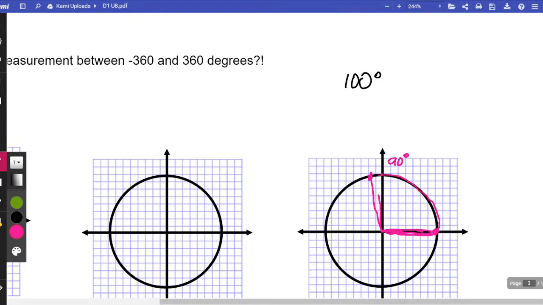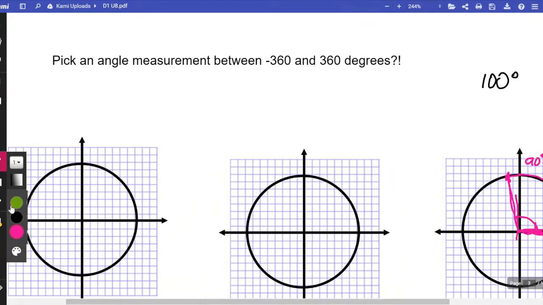So I would just draw this. It's kind of like a piece of a pie or a pie chart or something, but really it's the angle that's created by the terminal side and the initial side, which is that many degrees. So that's what I would say a 100-degree angle of rotation is.